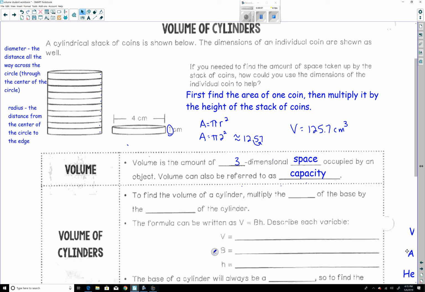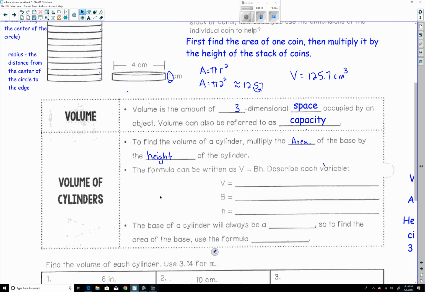Oops, that's not what I wanted. Multiply the area, we'll just fill in the blanks here, of the base by the height of the cylinder. The formula can be written as V equals capital B H. Okay, the capital B is the area. So describe each variable. V is the volume of the cylinder.